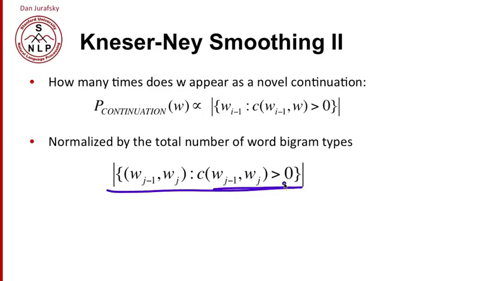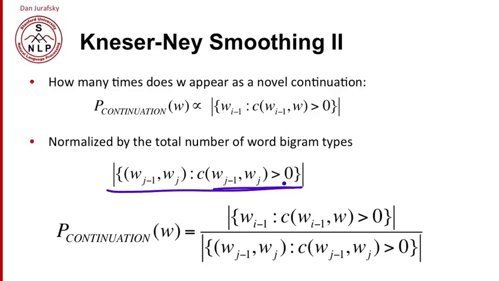what's the cardinality of that set? How many different word bigram types are there? And we're just going to divide the two to get a probability of continuation. Of all the number of word bigram types, how many of those have W as a novel continuation?